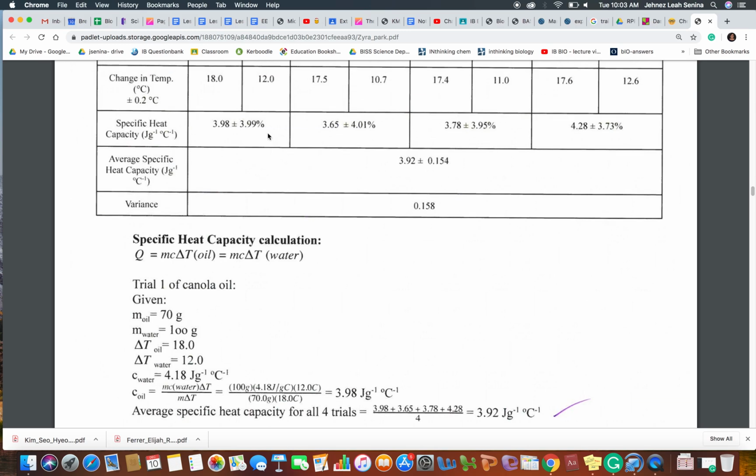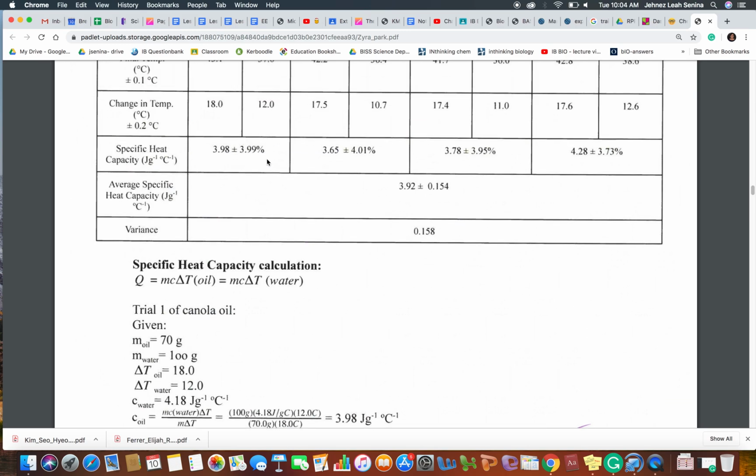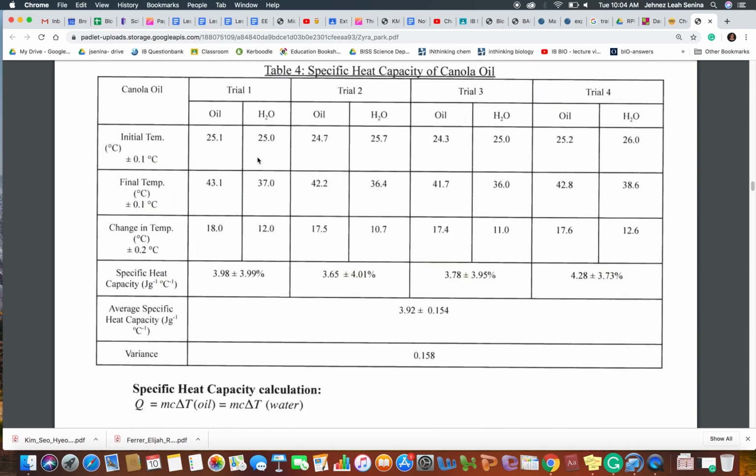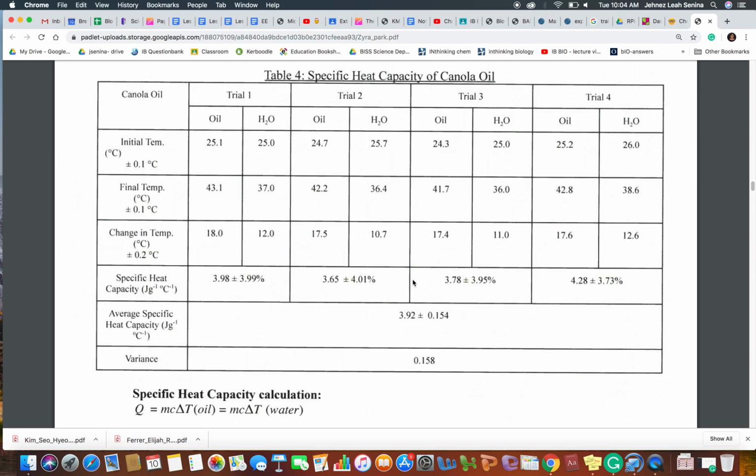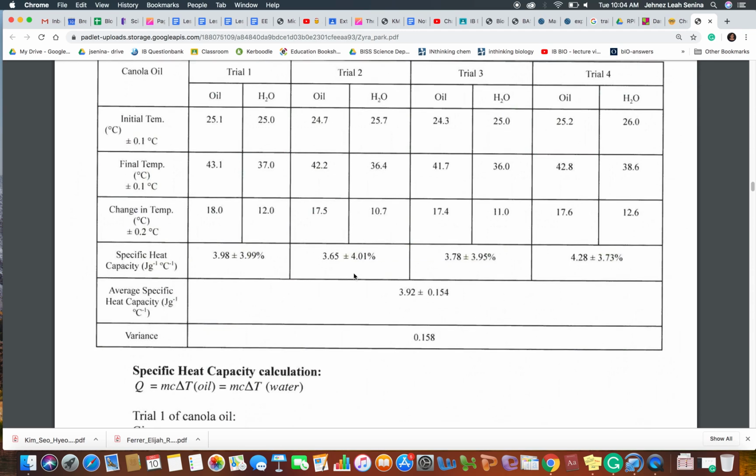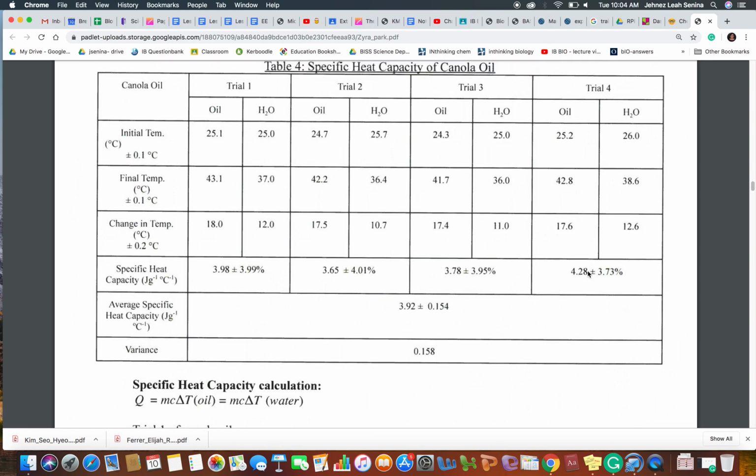So this 3.99 right here came from adding all of the individual percent uncertainties. So you do that for trial 1, trial 2, trial 3, trial 4, right? That's the 4.01, 3.95, 3.78. So your overall, where did this 0.154 come from? Average. So add this divided by 4, which is actually a percent. Miss, what is that? That's absolute uncertainty. So the percent, she converted it into absolute uncertainty. Why, Miss? Because she wants to compare it with a variance.